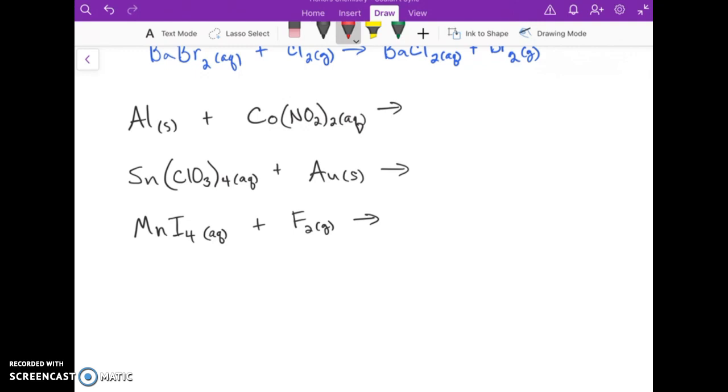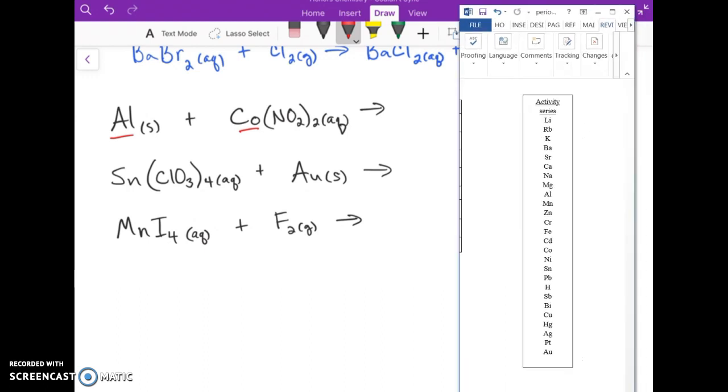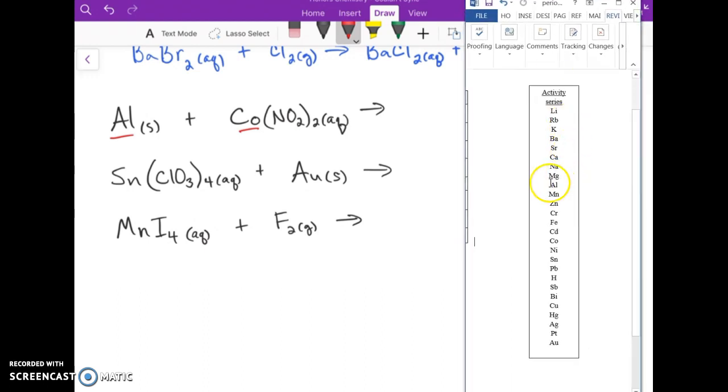Okay, if you've had a few minutes to try these, let's go ahead with our answers. The first one is cationic. Aluminum is trying to replace cobalt. If I go to my activity series, I see that aluminum is actually above cobalt. There's aluminum, and there's cobalt down there. So this one is going to happen.